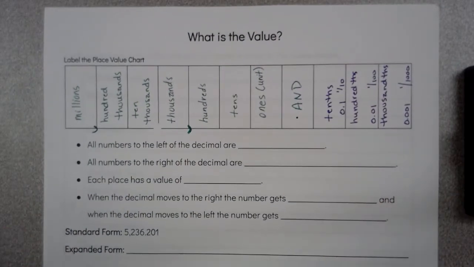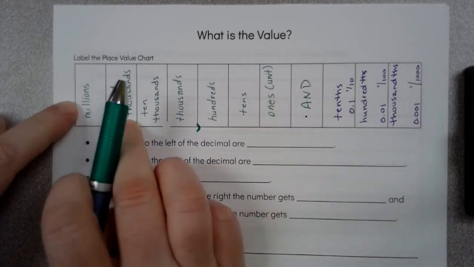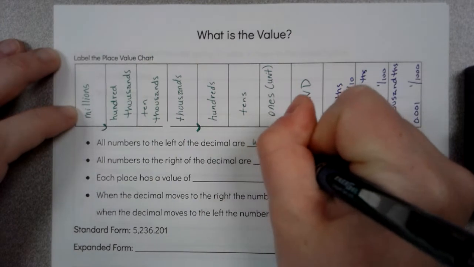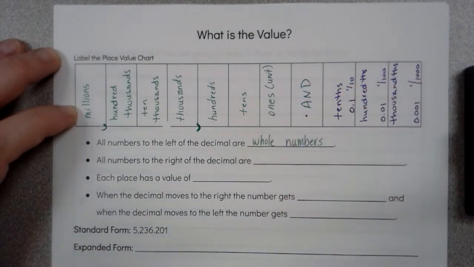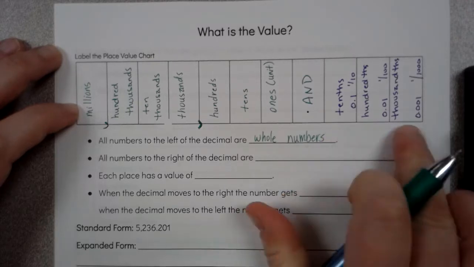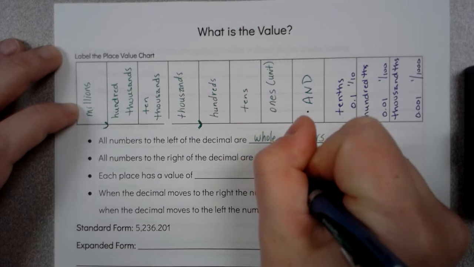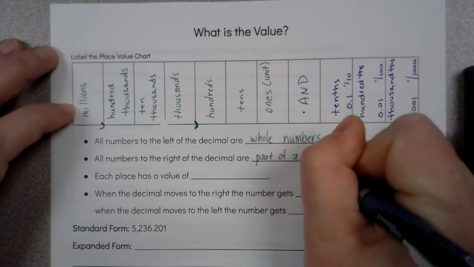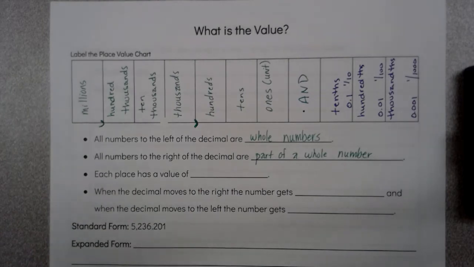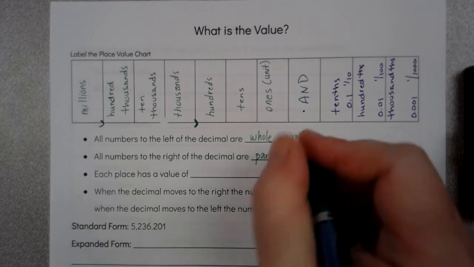If you need some more time to fill that out, you can push pause. If not, we're going to continue on. I said earlier that all numbers to the left of the decimal are whole numbers, which means that all numbers to the right are part of a whole number. So all the numbers to the left are whole numbers, and all to the right are parts of a whole number.